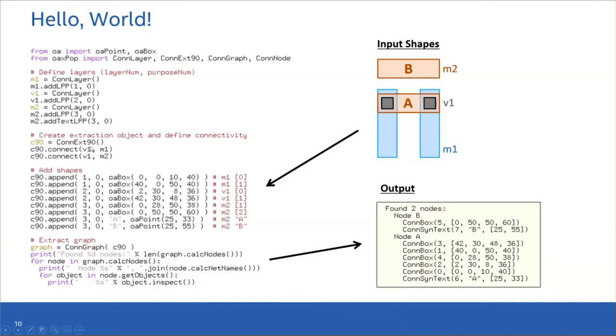Anyway, so we create the engine, and then we build up the connectivity. We say that VO1 connects to Metal 1, and then VO1 connects to Metal 2. And now I have a path that goes from Metal 1 to Metal 2 because we go through that VO1.